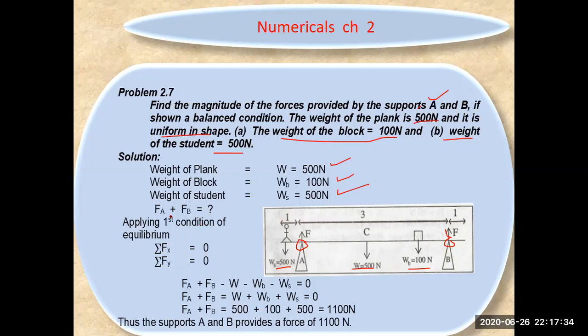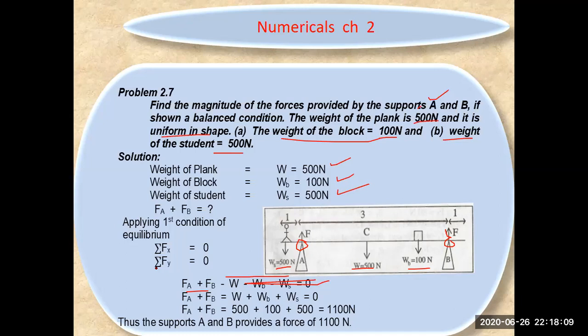So what is A plus B equal to? What amount of force is provided by the supports? If it is equilibrium, then of course this will be the condition for the forces A and B. These are the two forces acting in the upward direction, and these three forces are acting in the downward direction. So the two and the three are opposite to each other, so you will indicate with the sign, because it is at equilibrium condition. That is why the sum is equal to 0.